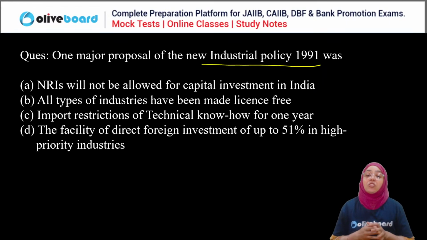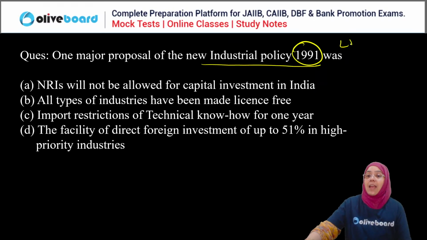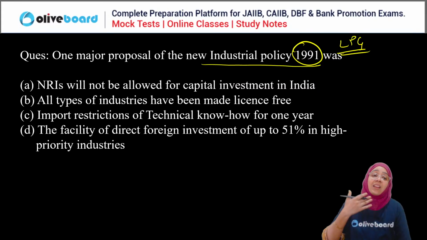One of the major proposals of the new industrial policy of 1991 was... So the correct answer is what? Everyone, please answer this question. Use the elimination method. Rule out the obvious things, and then you can easily answer this question. 1991 means the LPG reforms. Now just rule out the obvious things, and then answer this question.